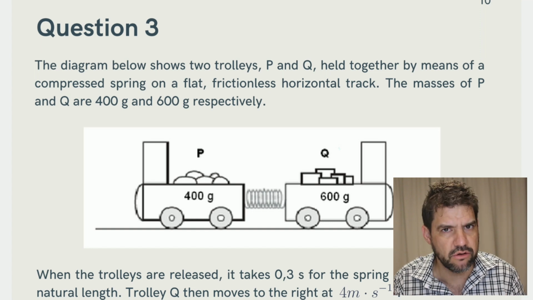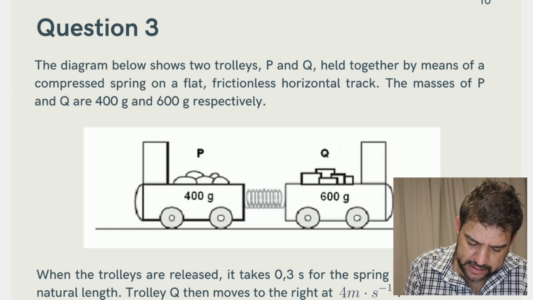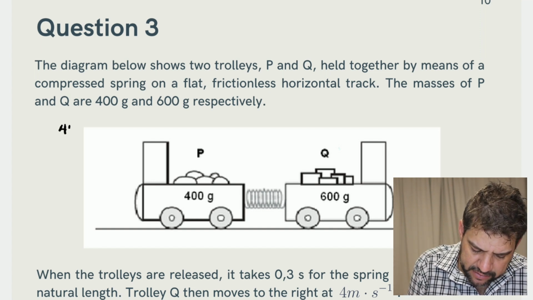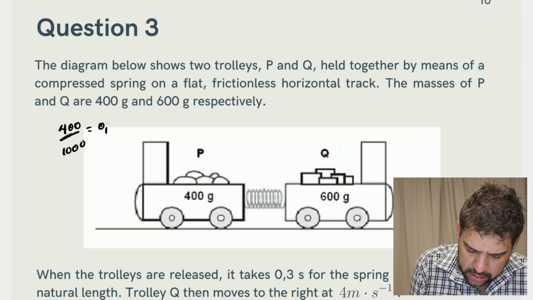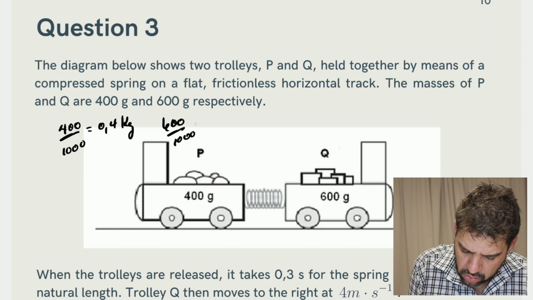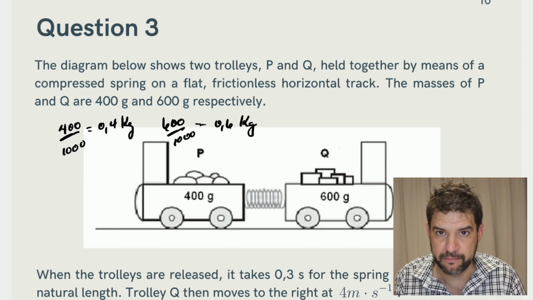You know what we can convert? Remember to convert, you divide by 1,000. So I'm going to write it here just in case somebody doesn't remember. This one is 400 divided by 1,000, which is equal to 0.4 kilograms. This one is 600 divided by 1,000, that is equal to 0.6 kilograms. That is how to convert, and that is the first part.